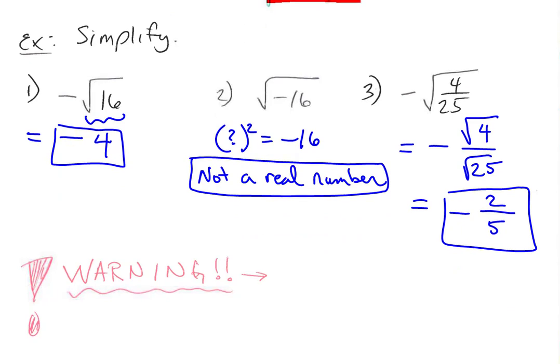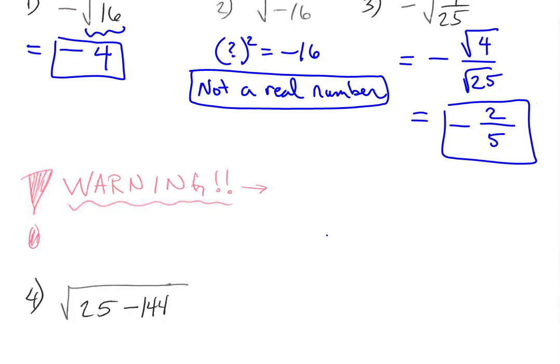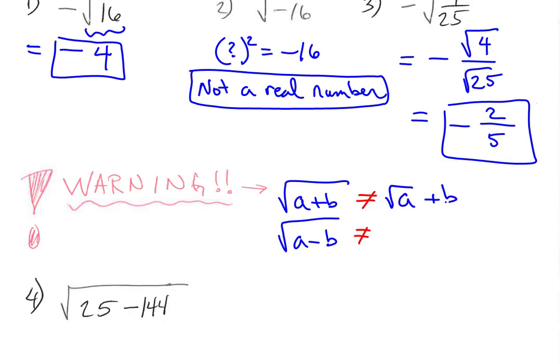Now, we do have to be a little careful with something before we try our next example, and that is when you have the square root of a plus b, or the square root of a minus b, it turns out those results are not the same as, so be careful with this, the square root of a plus the square root of b, or the square root of a minus the square root of b.